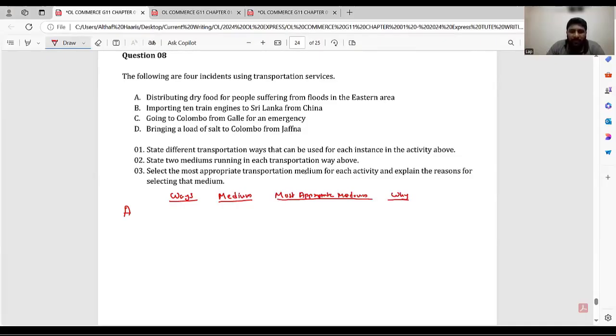Distributing dry food for people suffering from flood area in the eastern area. So what are the ways that we can use, people? One is the water. Flood, obviously sea or the water. Other one is air. What are the mediums that we can use, people? Boat, ship, air, helicopter, planes.